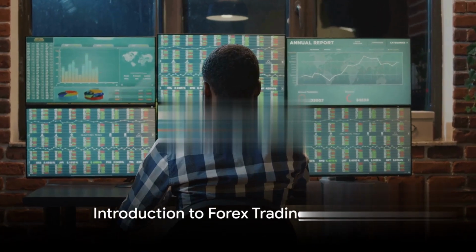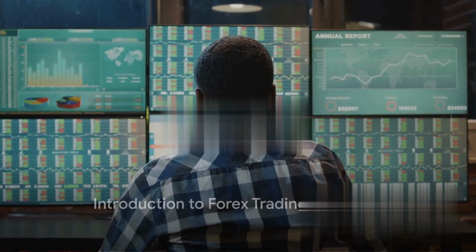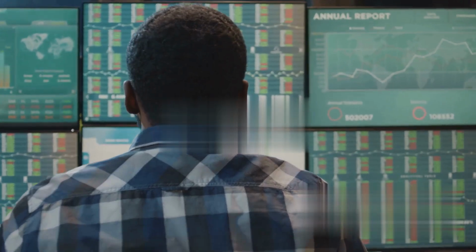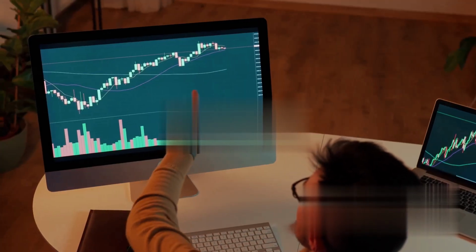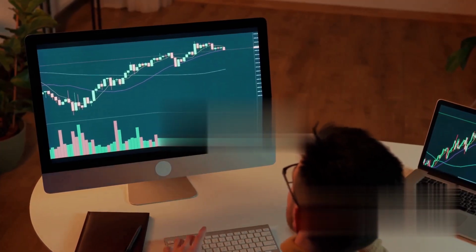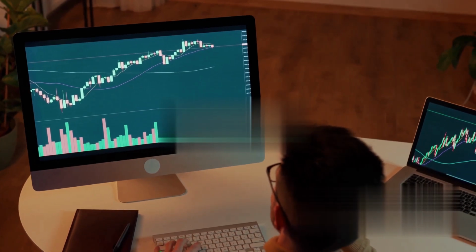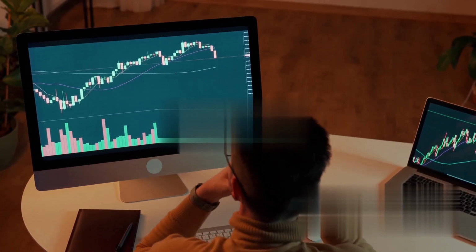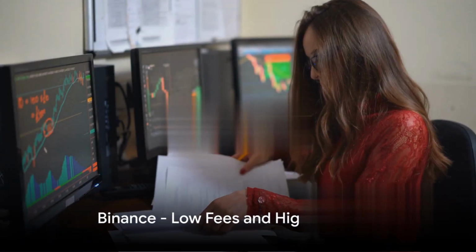Looking for the best Forex broker in 2024? The world of Forex trading is vast and complex, but fear not, we're here to simplify it for you. Today, we're dissecting the top 5 platforms in the game: Binance, Exodus, Vantage, 8Cap, and XTB Partners. We'll delve into their features, benefits, and even their drawbacks, ensuring you're equipped with all the information you need to make an informed decision. Let's start with Binance.